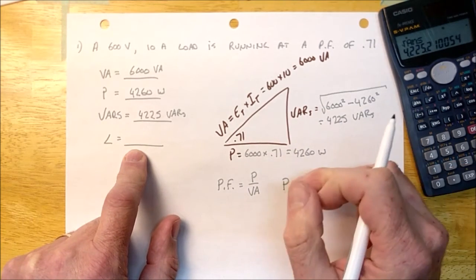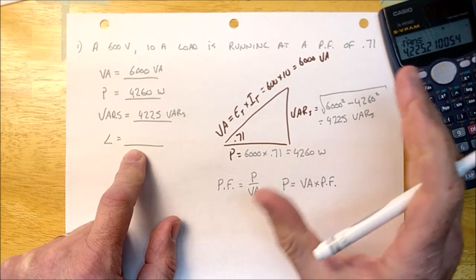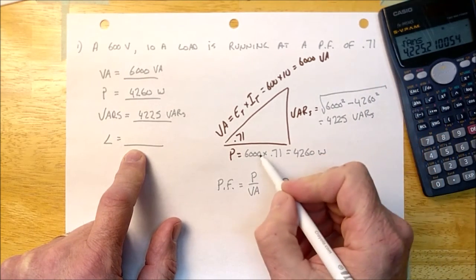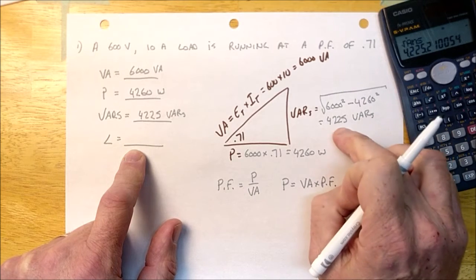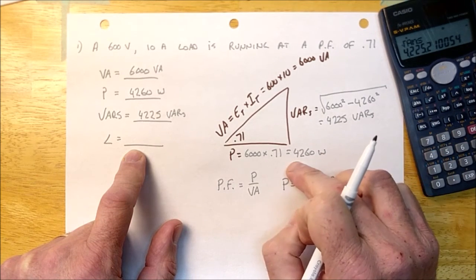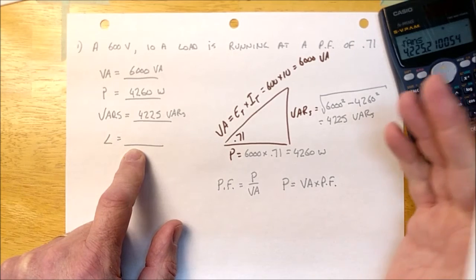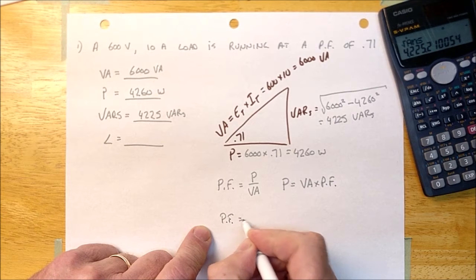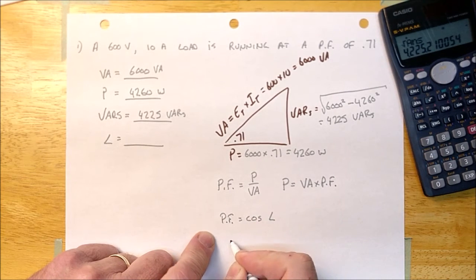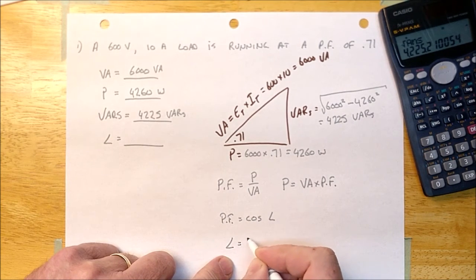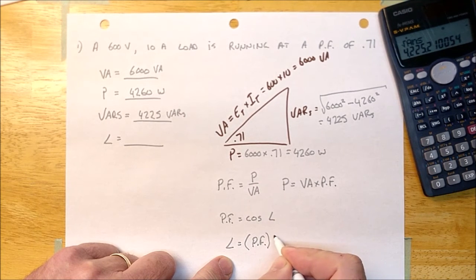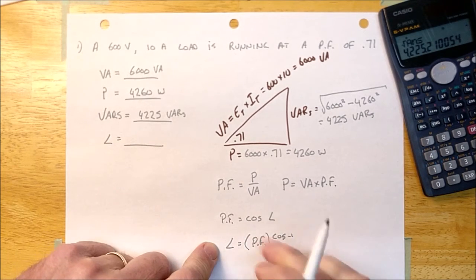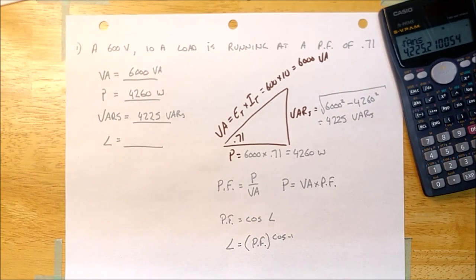Now I got a triangle here. I can calculate the phase angle a bunch of different ways. I could go opposite over adjacent, inverse tan. That would be perfectly legitimate. 4225 divided by 4260, inverse tan, that would work. But we know also that the power factor is equal to the cosine of the angle, which means the angle is always going to be the power factor, shift cos. Okay, so pick your poison. How do you want to calculate this phase angle? Maybe I'll calculate it both ways just to show you that they'll both work.